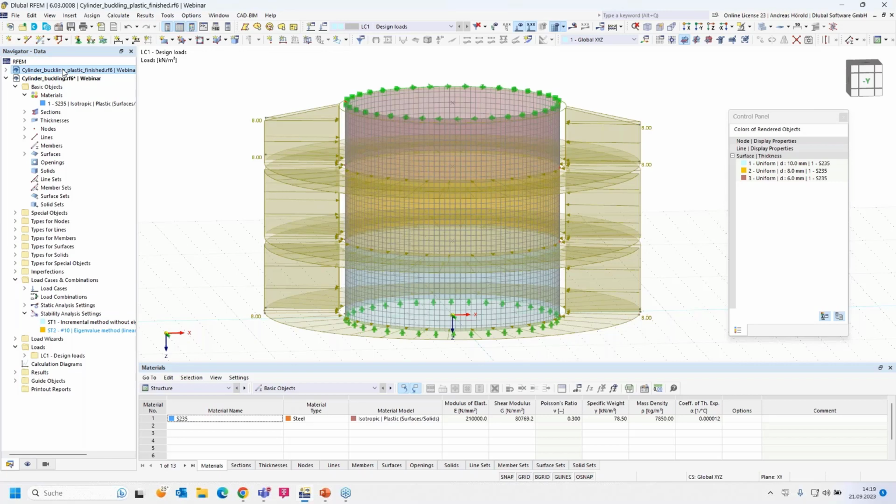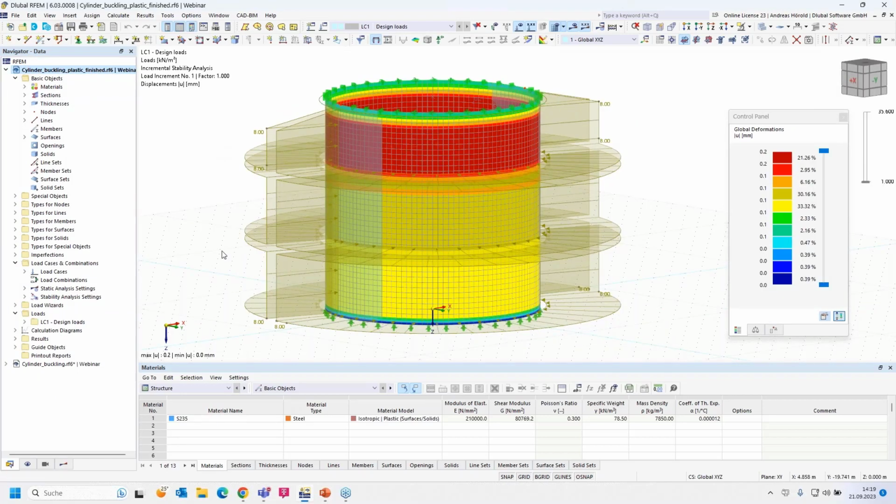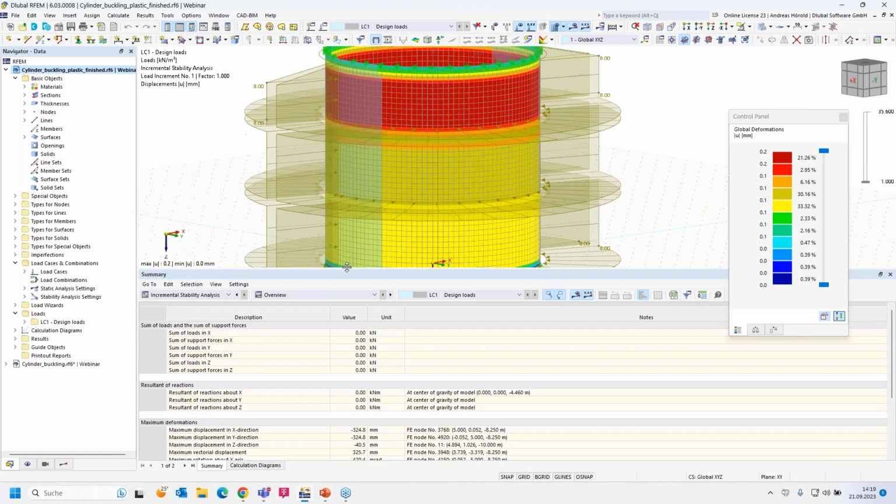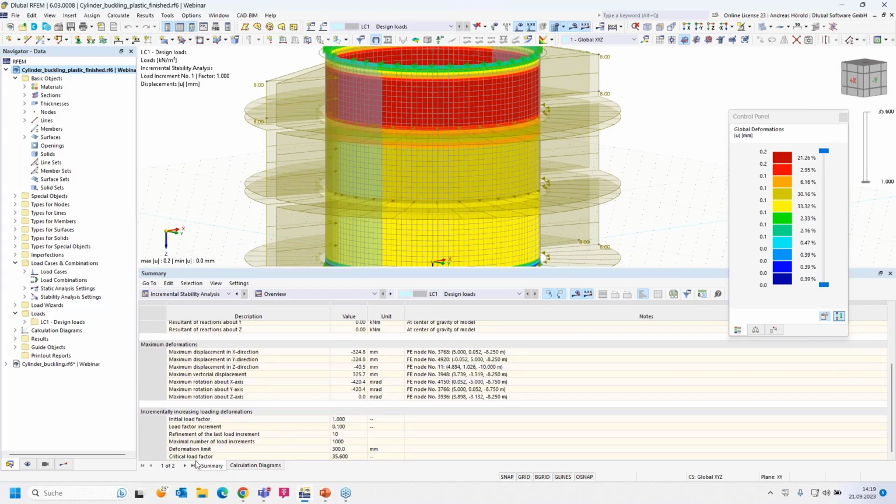I switch to an already calculated model. And then we need to turn to the table, incremental stability analysis. So I increase the table a little bit, and we can scroll down, and that's the critical load factor 35.6 that we use for our equations. We also save the calculation diagrams.